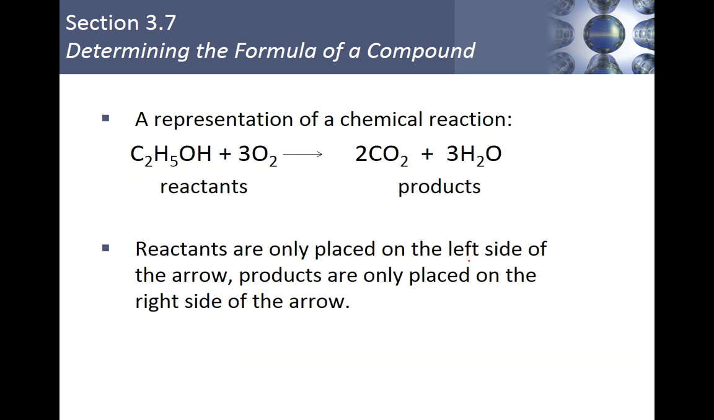All right, determining the formula of a compound. So here we have a representation of a chemical reaction. We have the reactants on the left side. That will always be the case, reactants on the left, and then you have your products on the right. So products is what you end with. The reactants are what you start with. These are your initial. So you have the reactants on the left, the products on the right. This is going to be the basis for all of your chemical reactions.